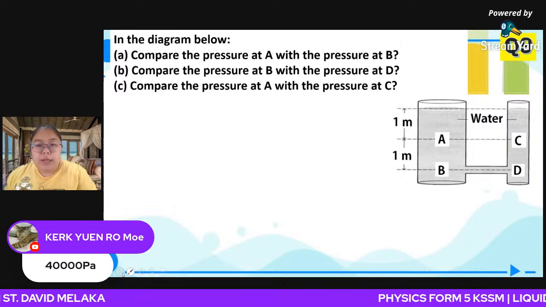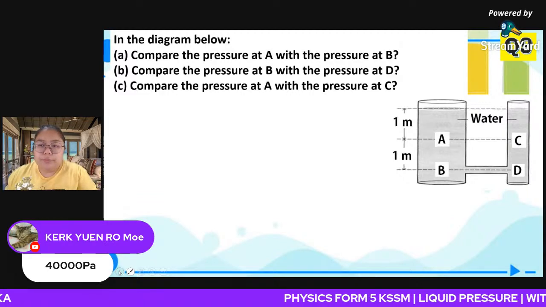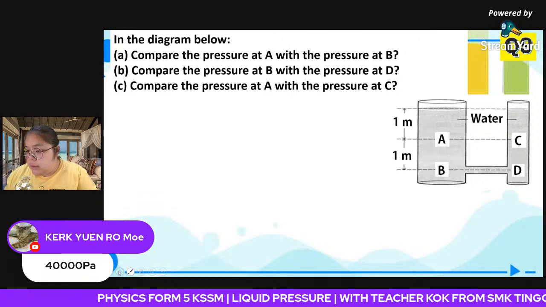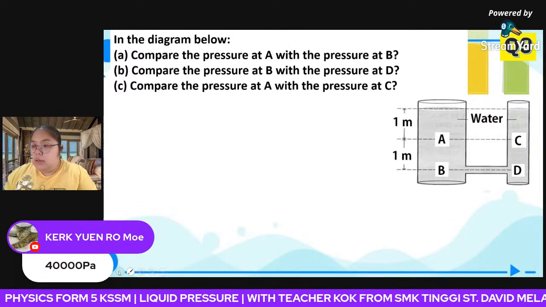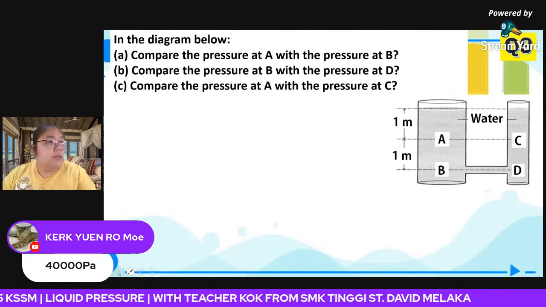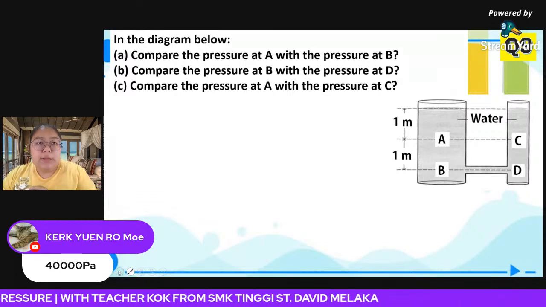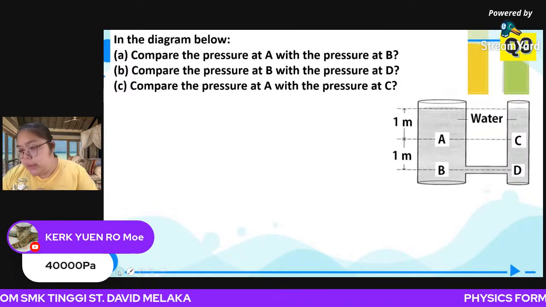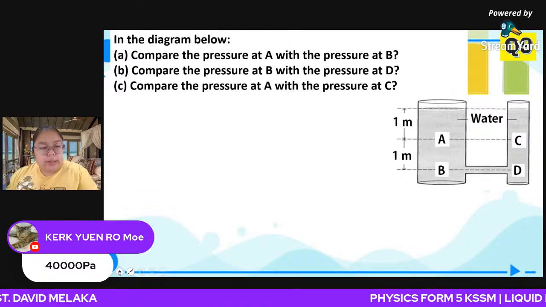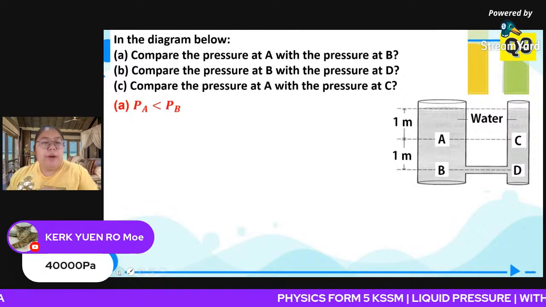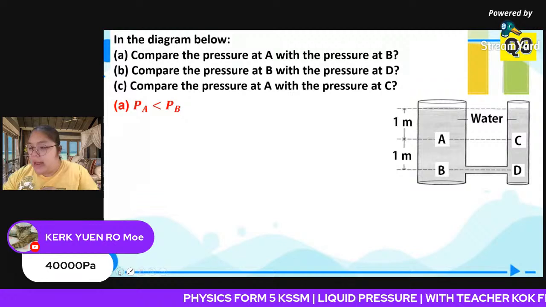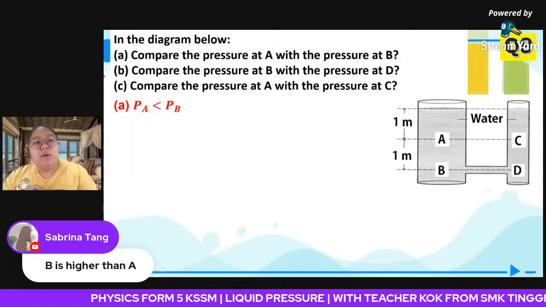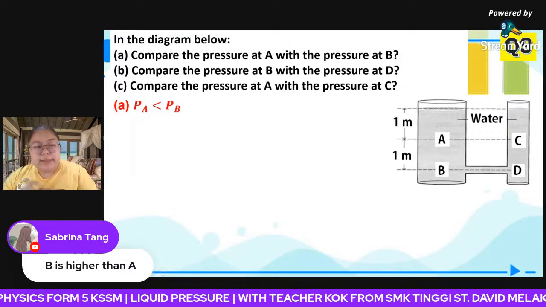Okay, pressure A and also pressure B. Nobody? Okay, what happened? This one is just a simple question. Okay, B is higher than A, from Sabina. Okay, correct. The pressure B is higher than A. Okay, Kai, correct. B is higher.